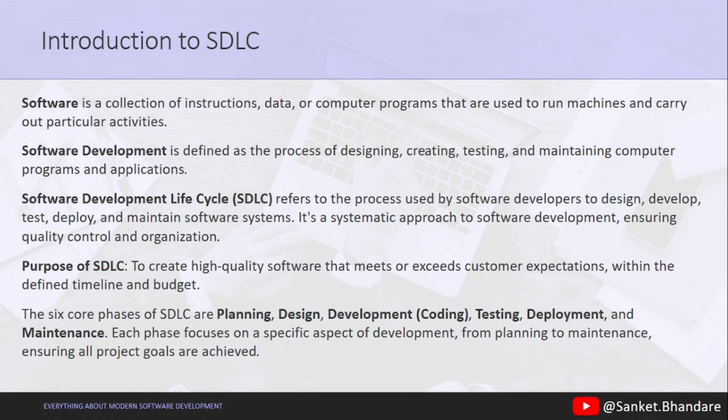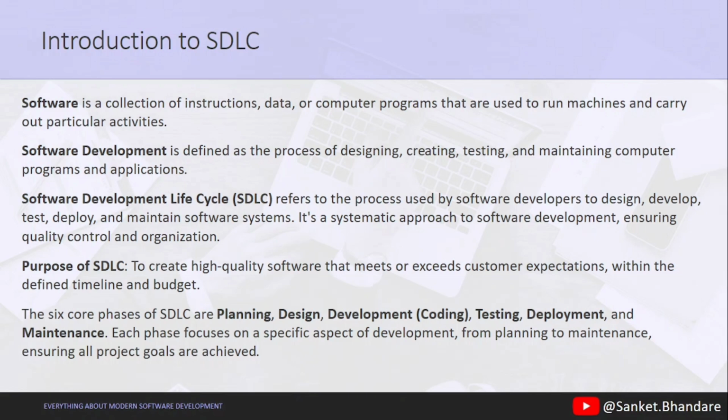In order to build that software, we need to perform the software development process. Software development is defined as the process of designing, creating, testing and maintaining computer programs and applications. And in order to create that software, we have to follow some standard models that are available in the industry. Software development lifecycle can be defined as the process used by software developers to design, develop, test, deploy and maintain software systems. It's a systematic approach to software development, ensuring quality control and organization.